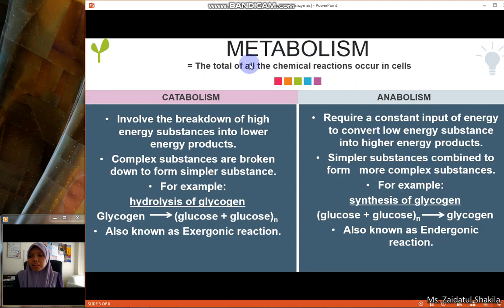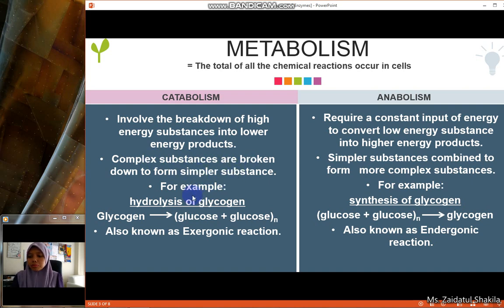The total of all chemical reactions that occur within our cell, we call it metabolism. And metabolism can be divided into two types, which are catabolism and anabolism. We will take a look at catabolism first. Catabolism means that the reaction involves the breaking down of high energy substances into lower energy products. For example, complex substances are broken down to form simpler substances.